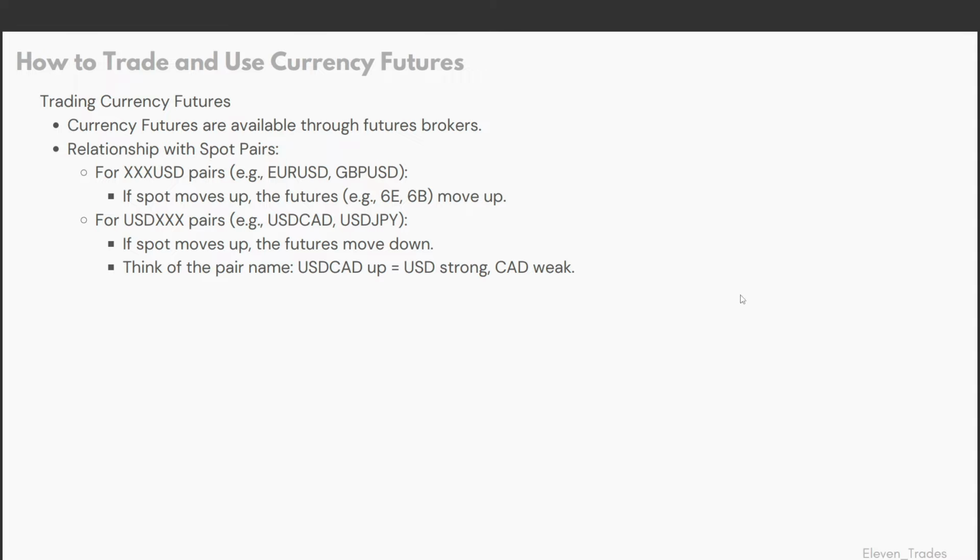Like for example, I will pull up the Euro USD chart. If it is going up, then the 6E, which is the Euro future, will also move up. Now for USD XXX pairs, which are trading alongside the dollar, if the spot moves up, then the future moves down. Like think of the USD CAD, in which USD is the first pair, CAD is the weaker or the second pair. If the USD CAD is moving up, it means the dollar is strong, then the CAD will be going down. So we will short the futures of the CAD.